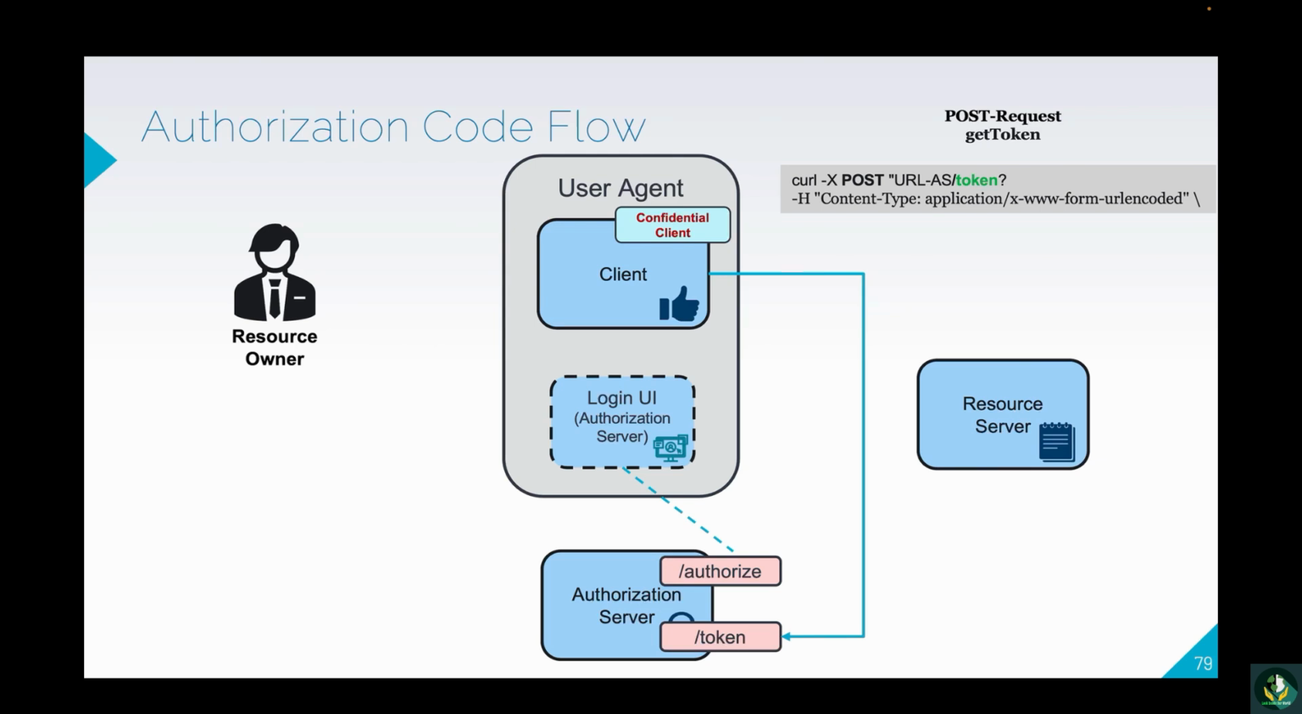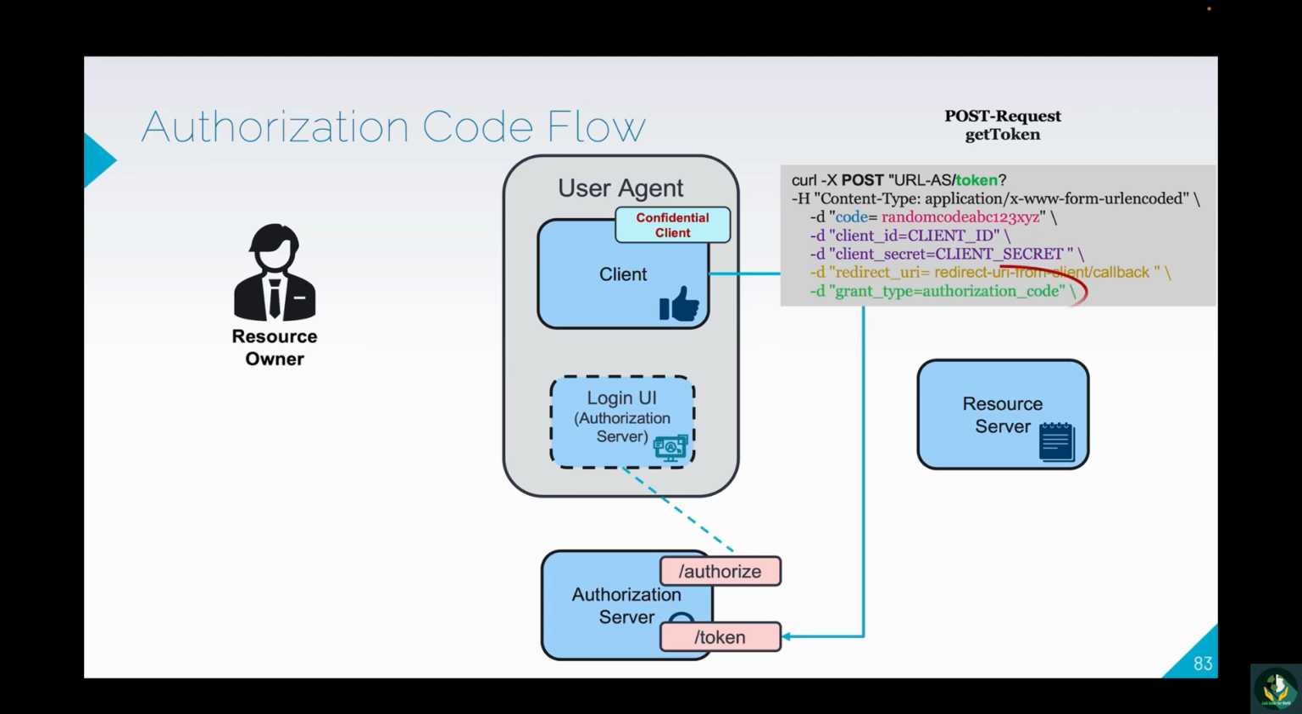Content type is set to URL encoded form data. The authorization code is provided to be exchanged for an access token. The client credentials, client ID, and the client secret are included for authentication. The redirect URI must match the redirect URI specified in the original request to the authorized endpoint, ensuring consistency.